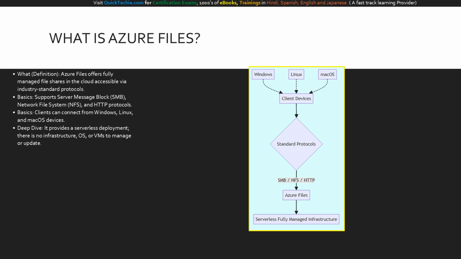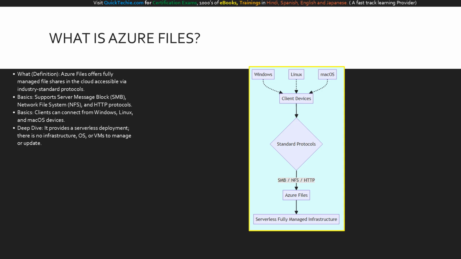Azure Files is a platform as a service, or PaaS, offering that provides fully managed file shares in the cloud. At a basic level, it allows you to access your files using industry-standard protocols, specifically Server Message Block, or SMB, Network File System, or NFS, and HTTP. Because it uses these standard protocols, clients can easily connect to Azure file shares from Windows, Linux, and macOS devices from anywhere in the world, provided they have internet connectivity.